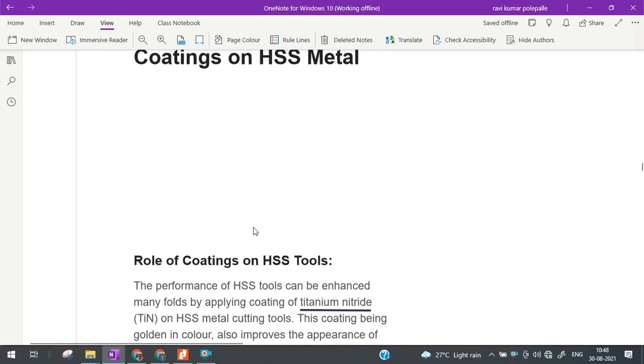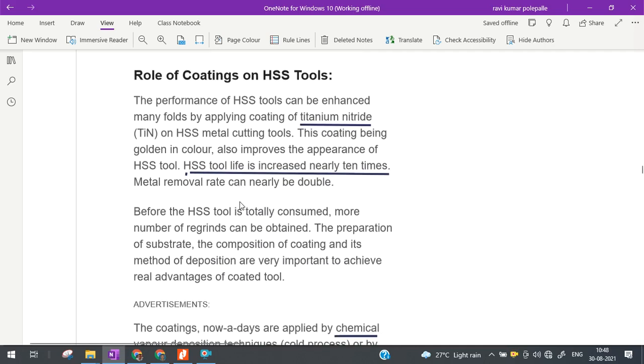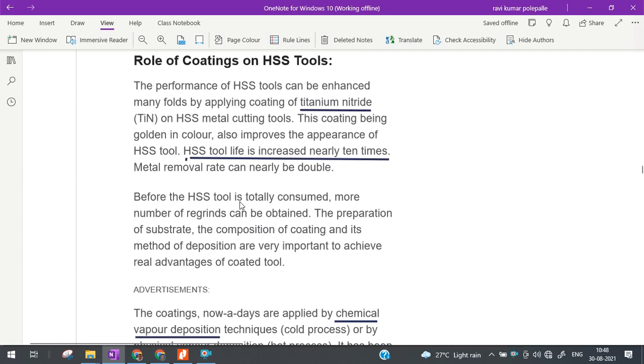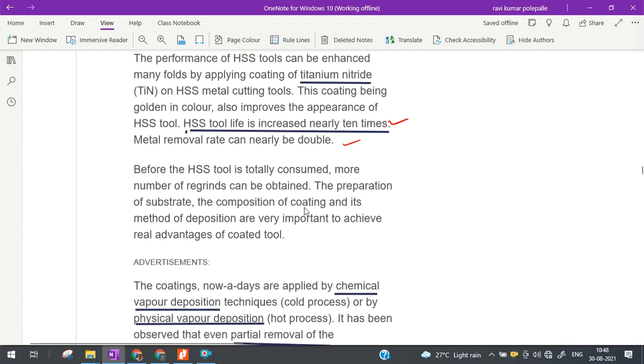See, the normal cutting tool materials can be coated with some of the coatings so that their properties are going to improve to a very high value than normally expected. You can look here. If a coating of titanium nitride is provided on a high-speed steel, the tool life is increased nearly 10 times, which is a very magnificent value. Metal removal rate can become even double. Before the HSS tool is consumed, more number of regrinds need not be necessary.